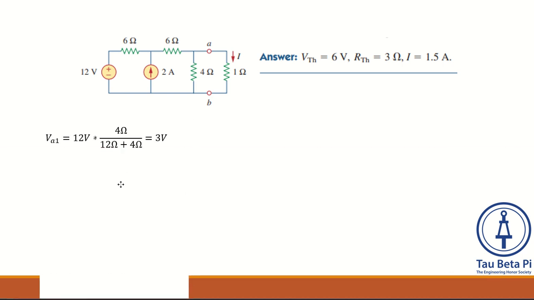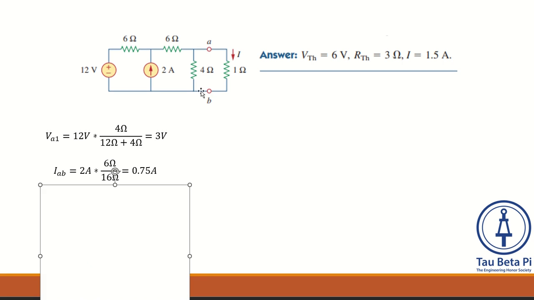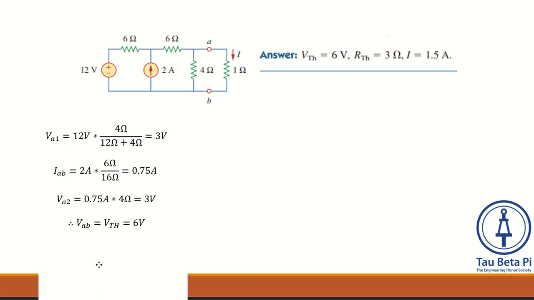So the first thing I did was superposition, finding the terminal or the node voltage at A from the voltage source perspective. Then I did the superposition of the independent current source, and I found the current from A to B if there was a current going through that 4 ohm resistor. And then that current going through that 4 ohms is about 3 volts, or it is 3 volts. And so the sum of our voltage at terminal A is going to be the 3 volts and the 3 volts. So our V Thevenin is now 6 volts.